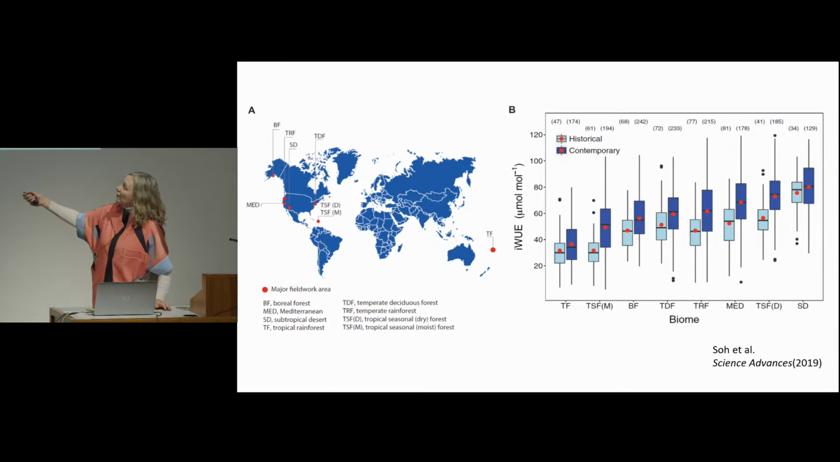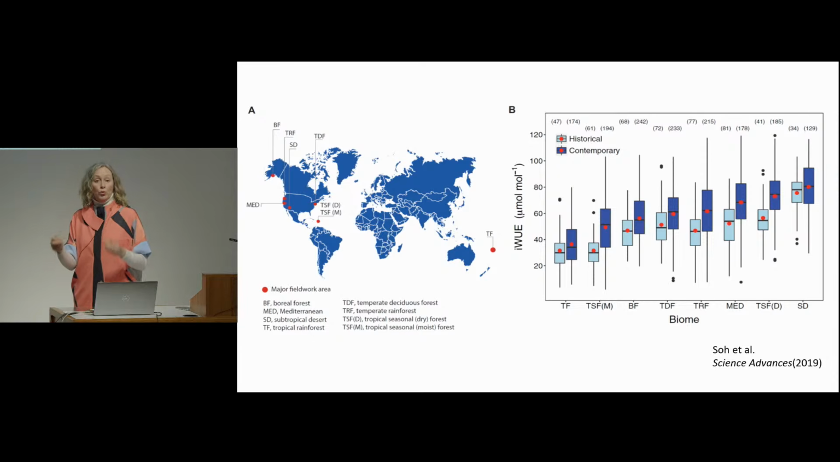And what we found in the light blue is historical data that we gathered from herbarium specimens. So they were collected in the 1980s. And the dark blue is modern. And without fail, all the forests of the world are showing an increase in water use efficiency. So even since the 1980s, they're adapting to climate change and they're becoming more water wise.